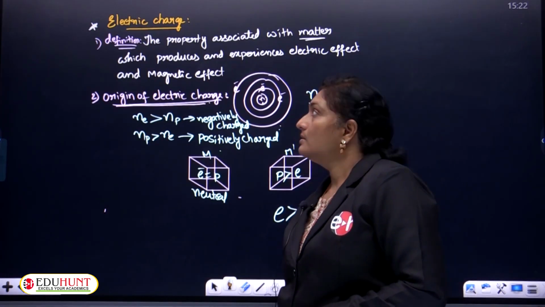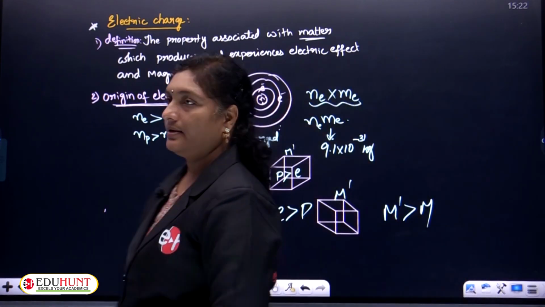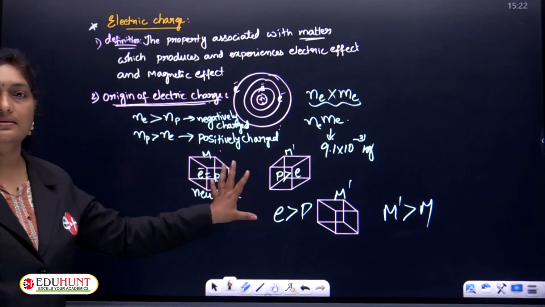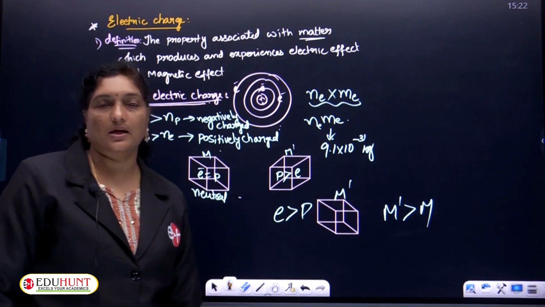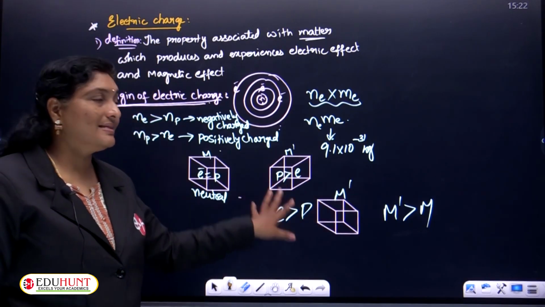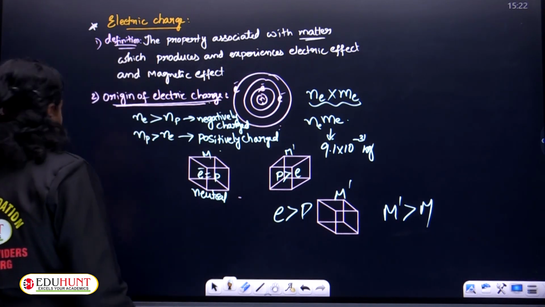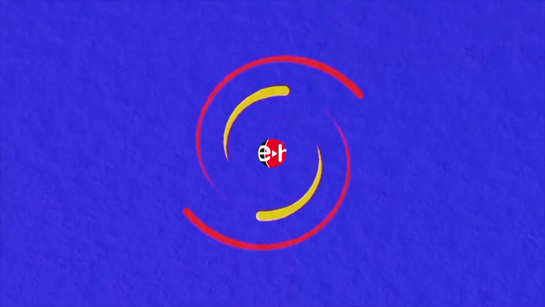Okay, children. So, this is all about a few properties of electric charges, that is, how electric charge is present, how the negative charge, how the positive charge, everything. Now, based on this, let us discuss in detail the types of charges. So, what is the next step? It's all about the types of charges.